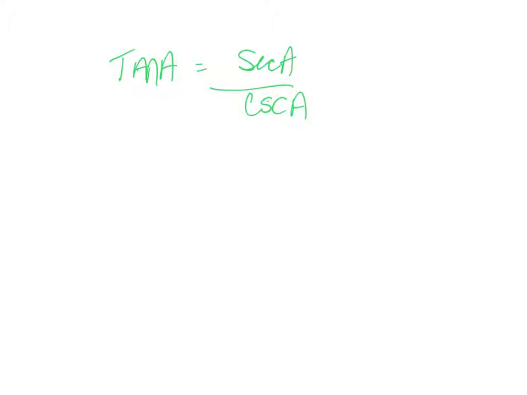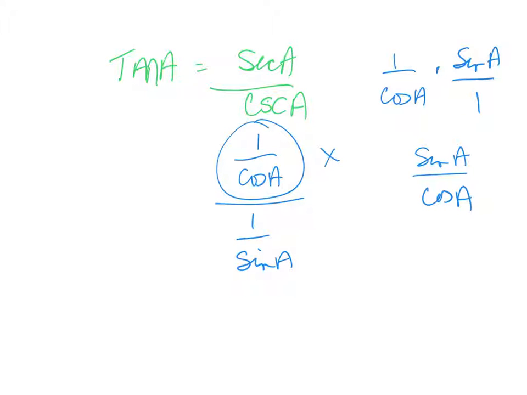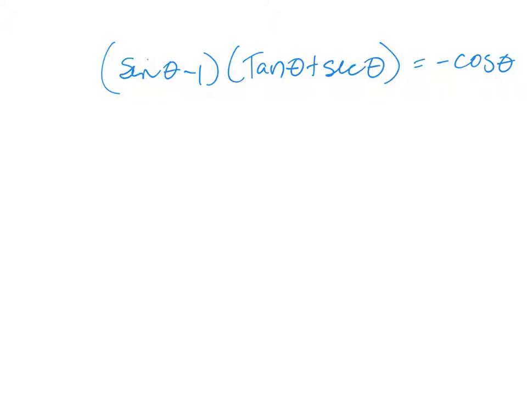Here you convert secant of A to 1 over cosine of A, and cosecant of A to 1 over sine of A, right? Well, how do you divide fractions? You keep, change, and then flip. So it's going to be 1 over cosine of A times sine of A over 1, right? Well, that's equal to sine of A over cosine of A. What's sine of A over cosine of A? Tangent of A.